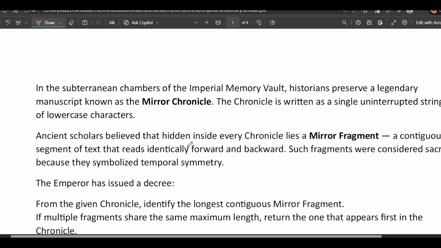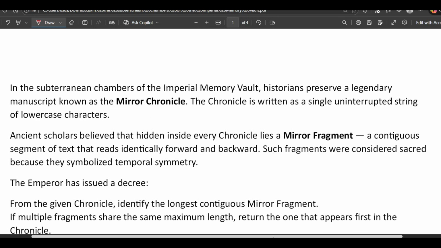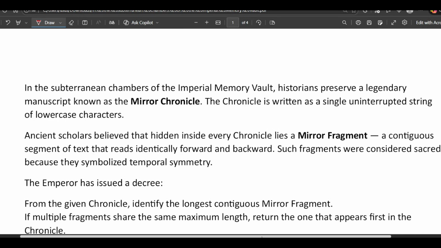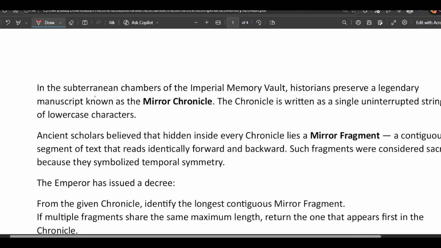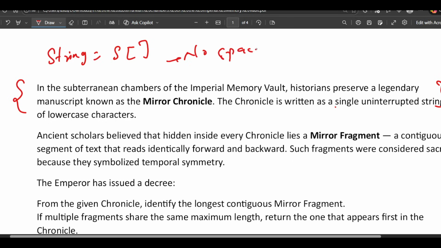The question says, in the subterranean chambers of the Imperial Memory Vault, historians preserve a legendary manuscript known as Mirror Chronicle. The chronicle is written as a single uninterrupted string of lowercase letters. So from this whole sentence, the main thing is there is some string S, written as a single uninterrupted string. There will be no spaces. This we know till now.